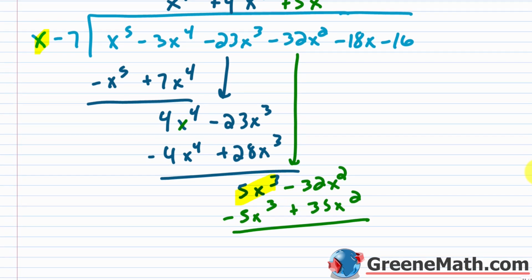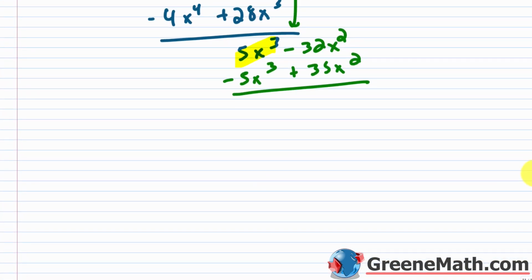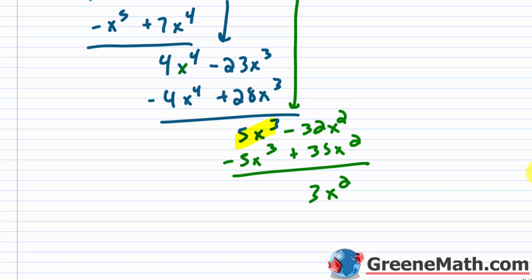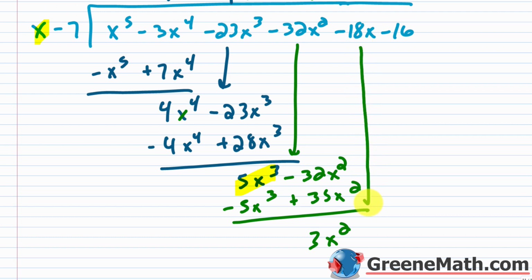Let me scroll down a little bit. I think we probably can't fit any more on our screen. So of course 5x cubed minus 5x cubed is 0. Negative 32x squared plus 35x squared is 3x squared. Okay, let's scroll up a little bit. Let's get our next term. So we're going to drop this guy, this minus 18x here.